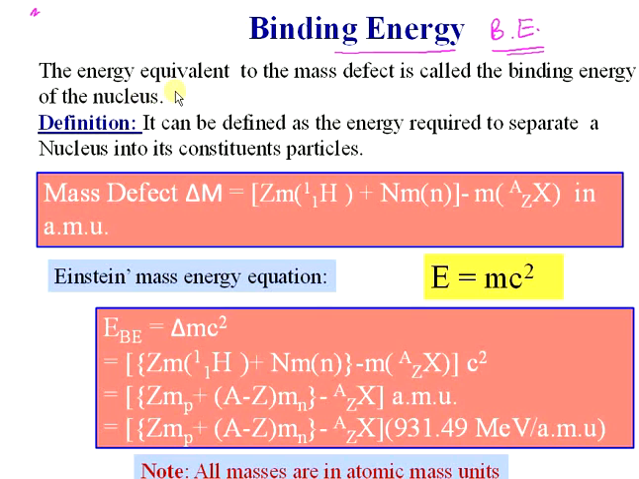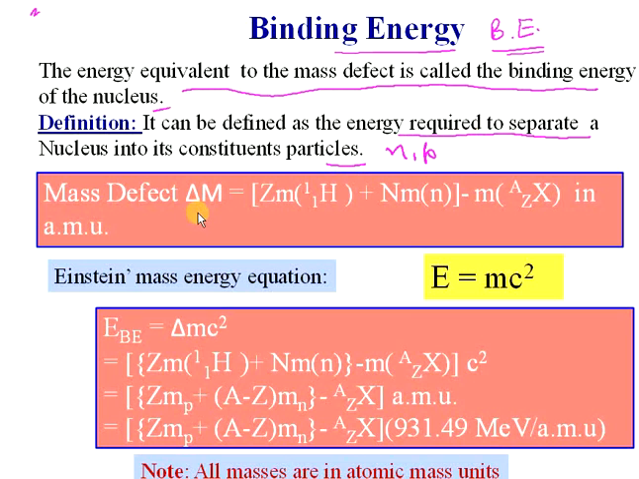So the simple definition of the binding energy, that is equivalent to the mass defect, is called the binding energy of the nucleus. Right. It can be defined as the energy which is required to separate a nucleus into its constituent particles, neutron and proton.